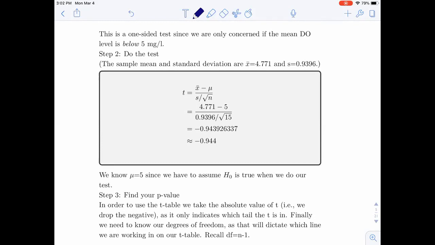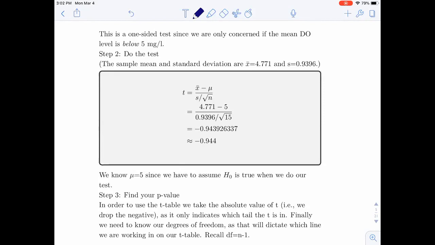So we calculate our t, right? Our sample mean is 4.771. Our hypothesized mean is 5, our sample standard deviation is 0.9396, and our sample size is 15. For this one, you can definitely check your calculations, but I've got them here. And we find a t to 3 decimal places is negative 0.944.